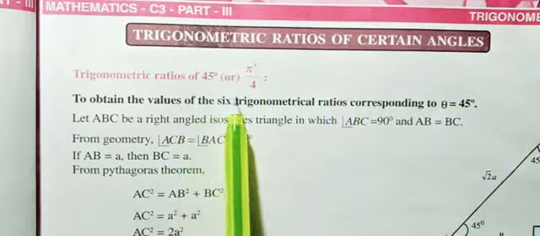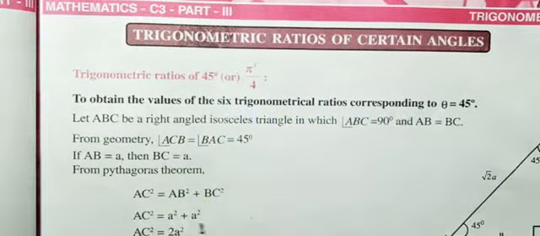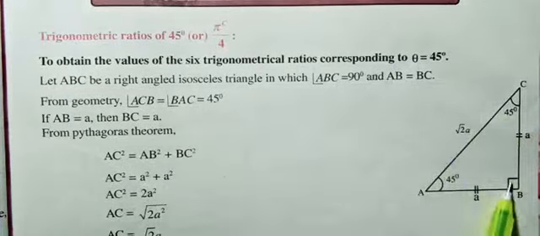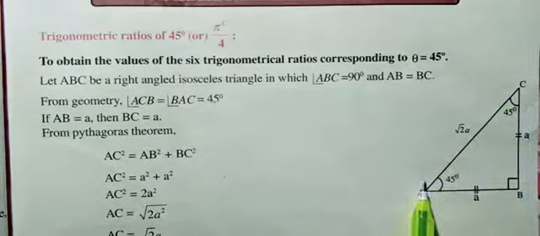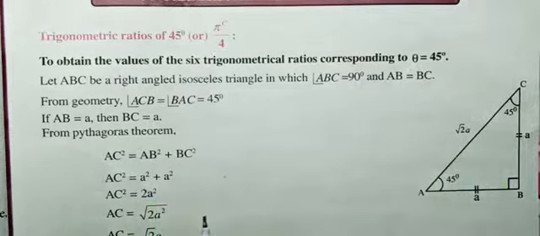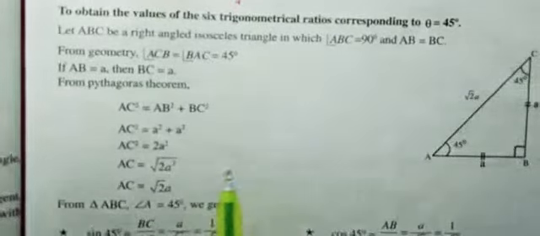Trigonometric ratio of 45 degree or pi radian by 4. Now for that we have to take one right angle triangle. The triangle looks like that. You can see from the picture that this is A, this is A, this is root 2A. This is a right angle triangle, a right angle isosceles triangle. Now the calculation is given here. You can easily see the calculation from here. That is AC square is equal to AB square plus BC square.